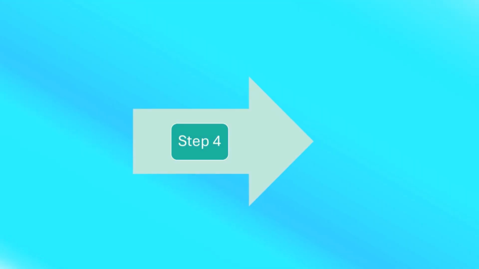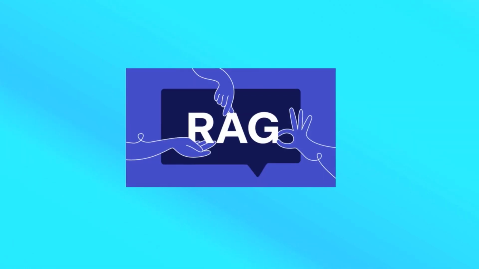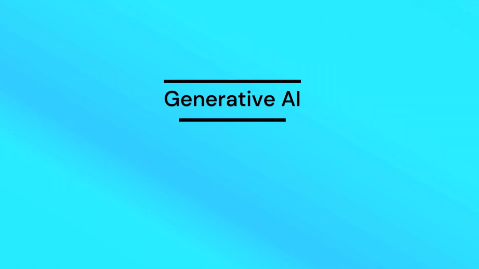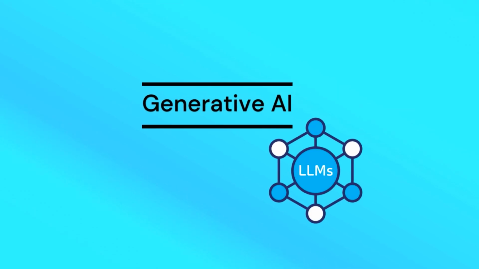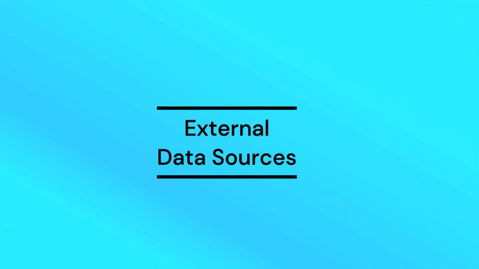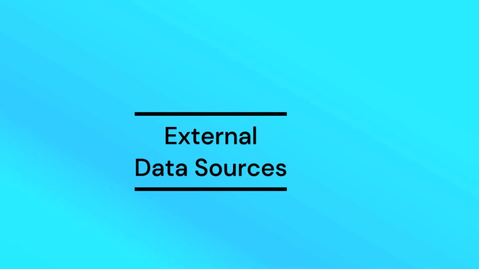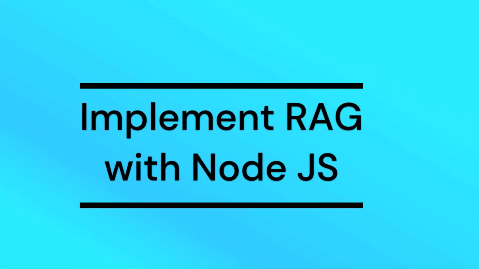The step 4 is dive into RAG, abbreviated as Retrieval Augmented Generation. Retrieval Augmented Generation is a transformative approach in generative AI, combining the power of LLMs with external data sources to create highly accurate and context-aware applications. Here is how you can implement RAG with Node.js.